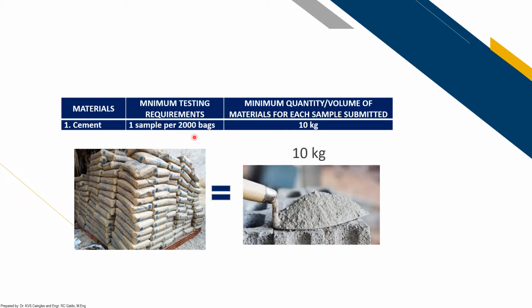Say, for example, you have 4,000 bags based on the bill of quantities. You divide 4,000 by 2,000, so that is 2 samples. And 1 sample corresponds to 10 kilograms, so you multiply that by 2 and arrive at a 20 kilogram sample that would represent your entire 4,000 bags. That 20 kilograms is then the subject for testing for cement.